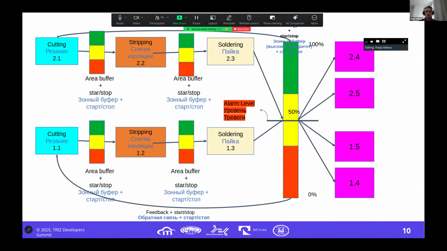So let me show you the solution. First, we create here the buffer. When they start the cutting machine, they start to feed this buffer, which is an area buffer. And we marked the area in 3 colors. They start to feed from red to yellow and to green. The important thing was that when the buffer is full, the cutting machine has to stop. This is a mechanism for stopping and starting.